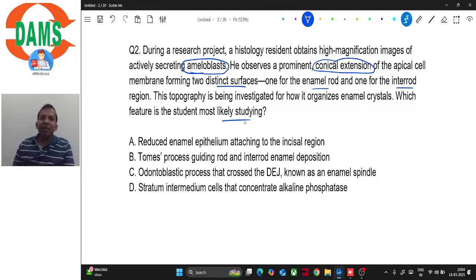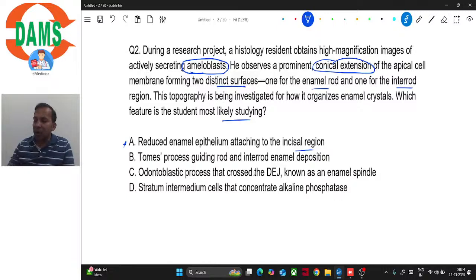So basically they have described some features and they want to know what the feature is being referred to. So options are reduced enamel epithelium attaching to the incisal region. Now reduced enamel epithelium means the whole of the ameloblast or the post-ameloblasts. So here we are talking about the conical surface of the ameloblast, that is the distal surface of the ameloblast, isn't it? But this option is talking about the entire ameloblast. So option A is incorrect.